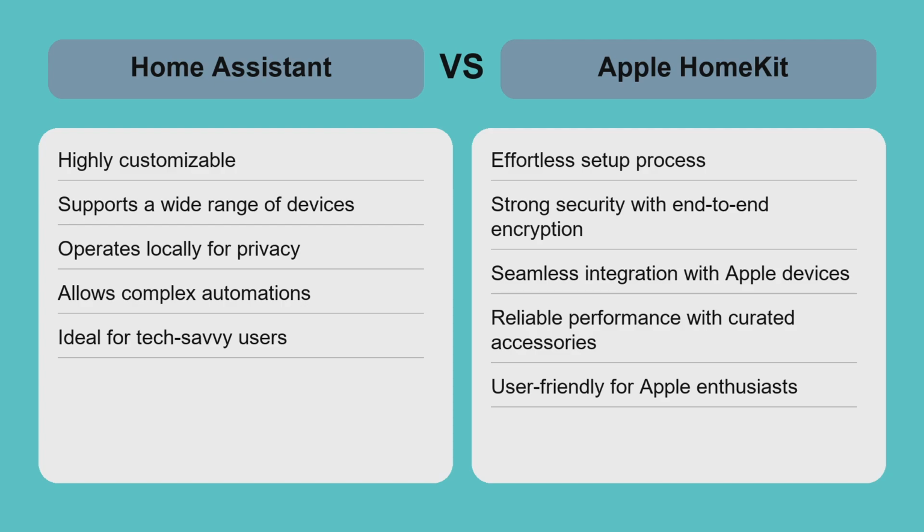Home Assistant demands technical skills and manual setup, while HomeKit offers plug-and-play convenience but with limited device options. Choosing depends on whether you prioritize control and versatility or seamless integration and simplicity.